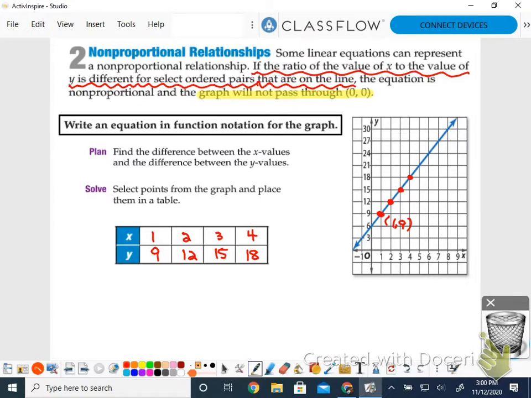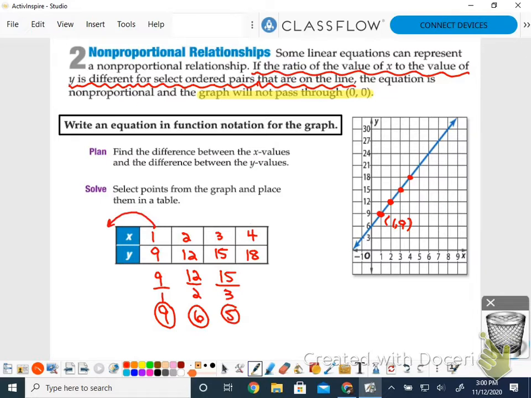And you can take a second to think about this. If we try to do what we've been doing, I would take 9 over 1. That's obviously 9. Then I could take 12 over 2. That is 6. And then 15 over 3. That's 5. Right? What I mean is that I'm getting different numbers every time. That's different from what happened before. Before we got the same number every time. That's one of the reasons we could tell it was proportional. So because I'm getting different numbers, I could tell it's non-proportional.